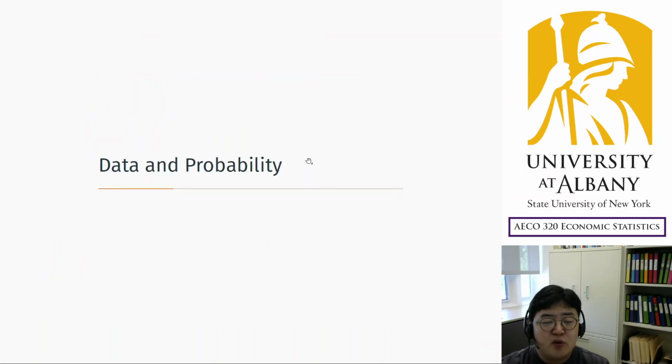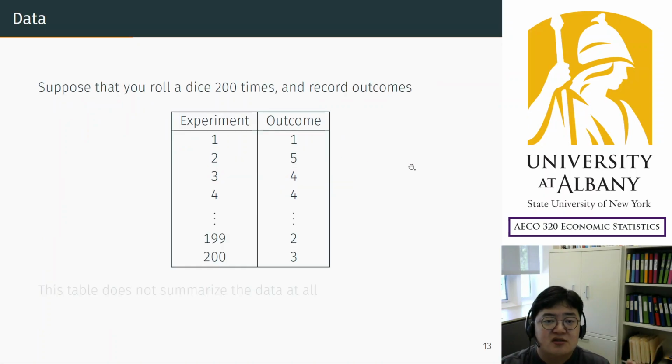Okay, now I'm going to think about data and probability, and how to connect them. I'm going to think about repetition of experiments. Like here, I think of rolling a dice 200 times. So you repeat the experiment 200 times, and I record the outcomes, like 1, 5, 4, 4. So each time, up to 200, I observe these kinds of numbers as an example.